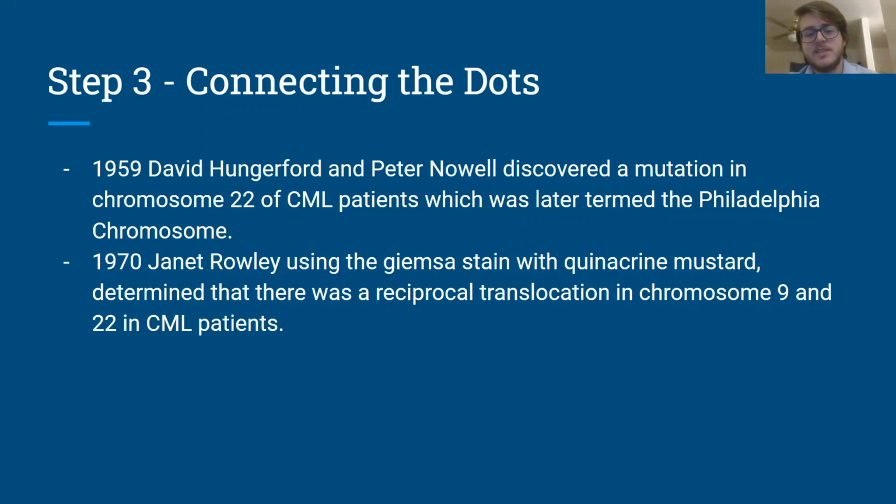In 1970, Janet Rowley is like, okay, you're actually wrong. It's not a deletion. It was a reciprocal translocation between chromosome 9 and 22 in CML patients. So they originally thought there was a deletion in chromosome 22, but what happened is some of 9 and some of 22 had actually switched. And she used a Giemsa stain with quinacrine mustard, which enabled her to do that. That actually stains the bands of the chromosome, so she saw in particular where the translocation was occurring.